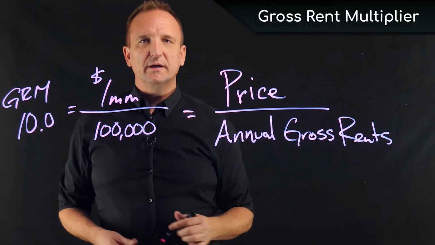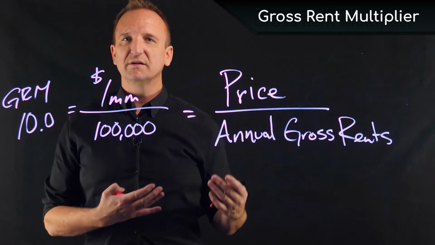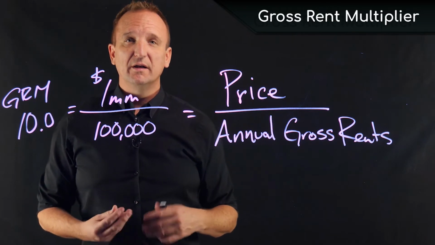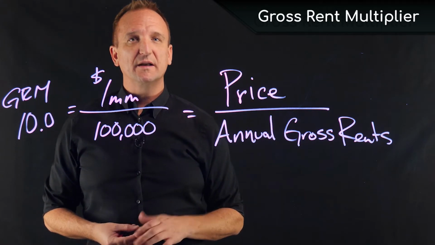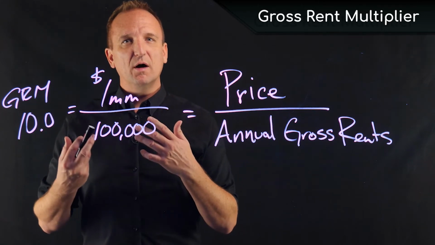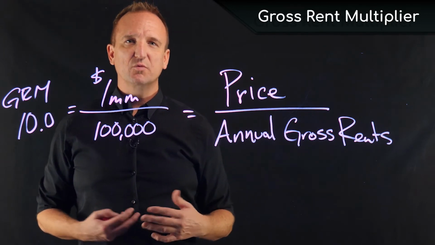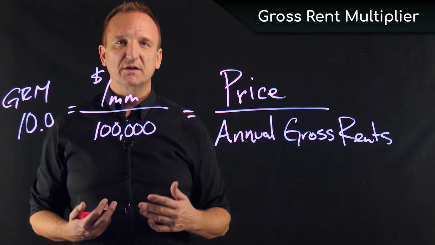One thing to note here is that the GRM only tells us the price relative to the gross income. It doesn't account for expenses and has no relation to the net income. So if expenses go up or down, the GRM won't change. It only changes with the rising or falling of the gross income.